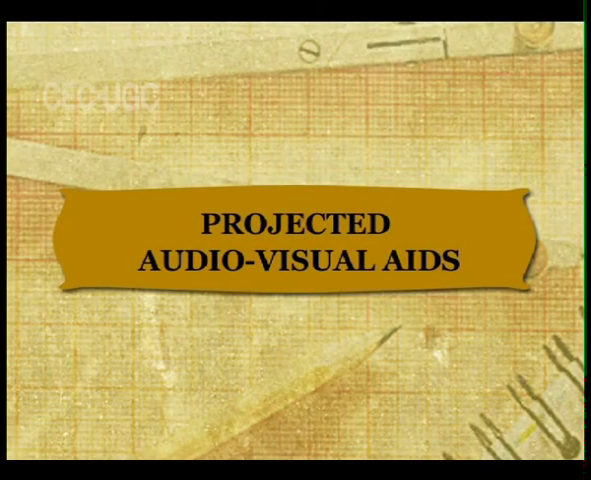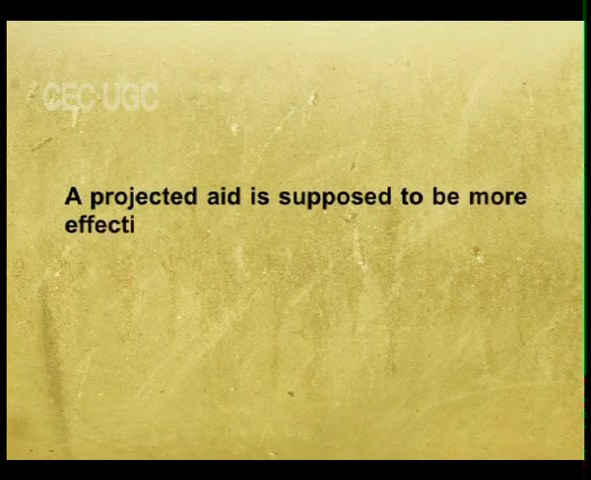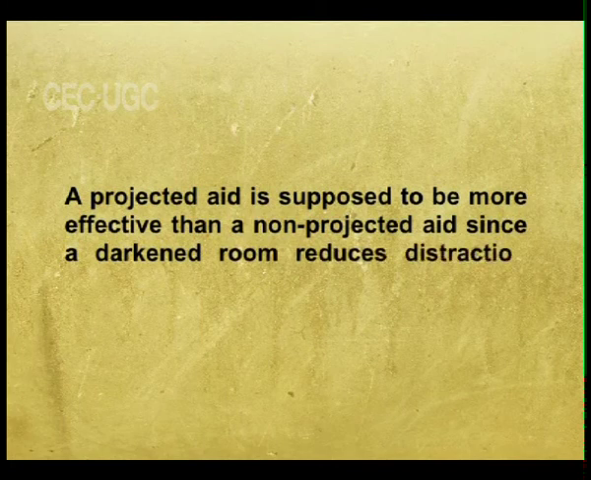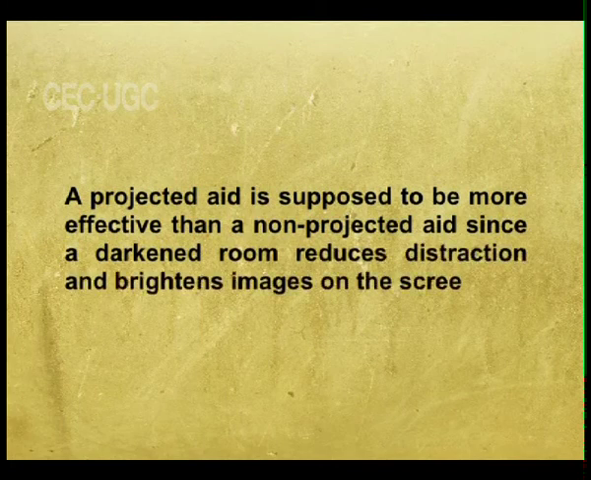Now, let us see about projected audiovisual aids. When a projected aid is used, an enlarged image of the material is projected. It is projected on a screen kept at a distance from the projector. The room is either totally or partially darkened. A projected aid is supposed to be more effective than a non-projected aid, since a darkened room reduces distraction and brightens images on the screen. This secures the attention of the audience also.